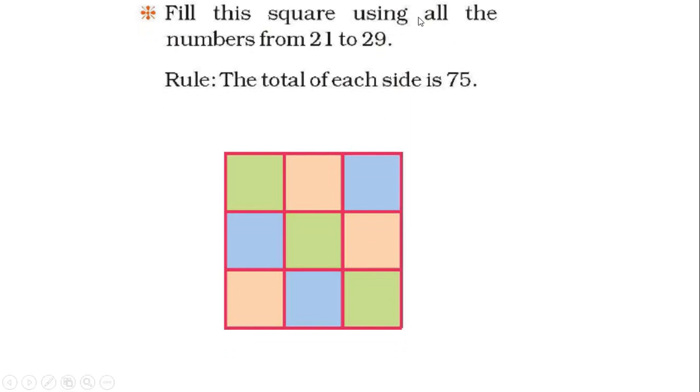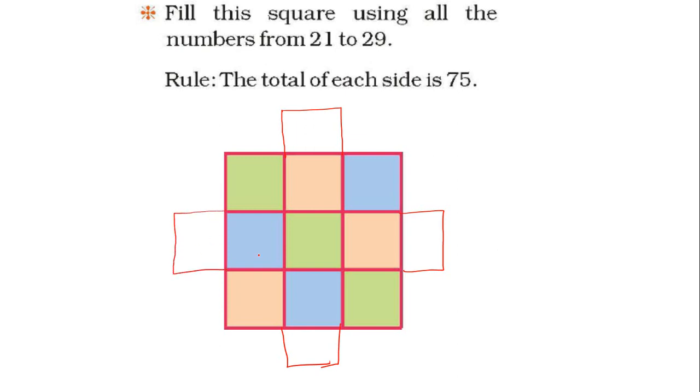Now fill this square using all numbers from 21 to 29. Now remember, here we have to use numbers from 21 to 29. Now what is our first step? We will draw 4 squares like this. See, this you have to do for all numbers.